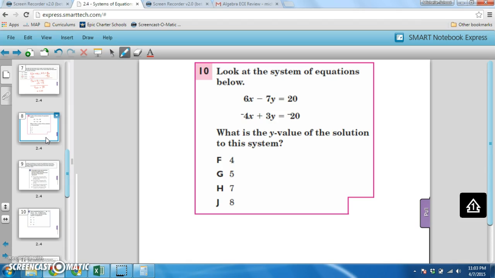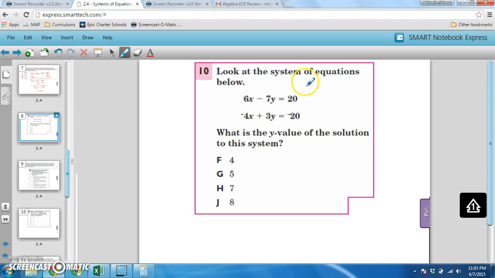Look at the system of equations below. What is the y value? Okay, so they want to know your y, so you can get rid of the x. This is a little tricky and sticky a lot of times, but it's easier to do. So we don't have something else. We can make them both equal 12.